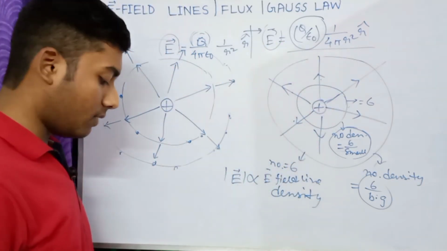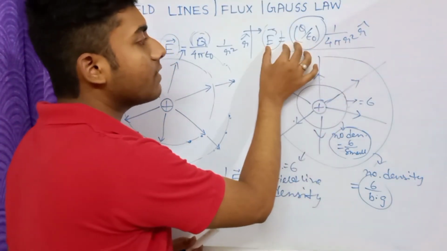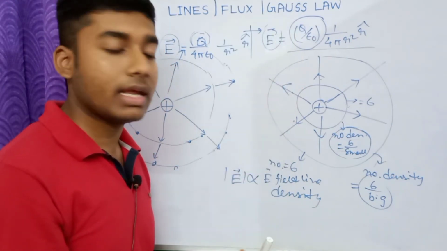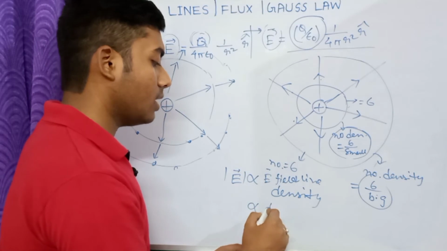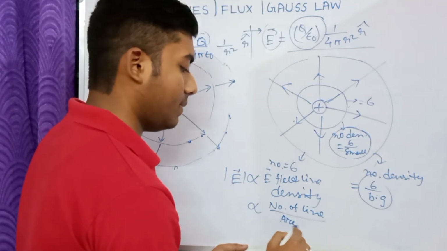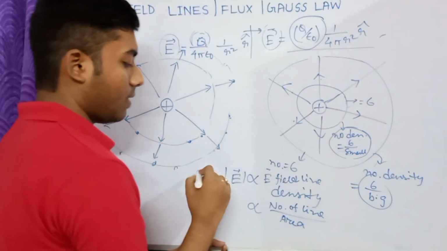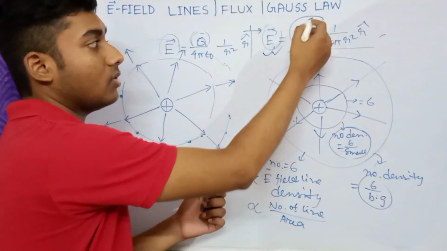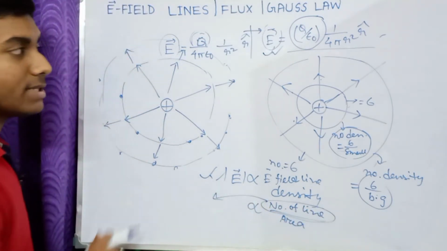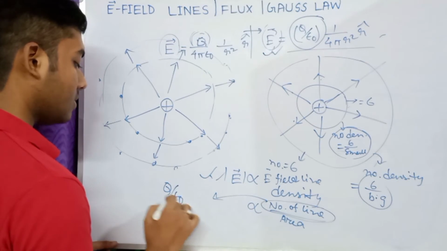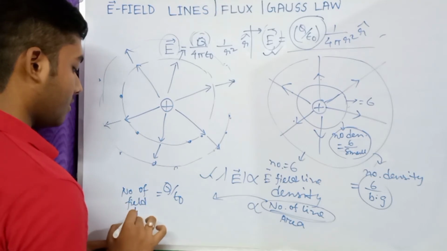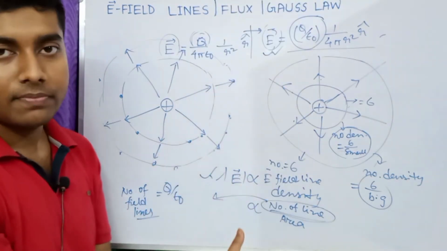And from here you can easily see one more thing: here the electric field is some quantity per unit area, right? Here we have understood that it is proportional to the number of field lines per unit area. It means density. So from here and here you can understand that this unknown quantity q by epsilon 0 must be equal to the number of field lines passing through that imaginary area.